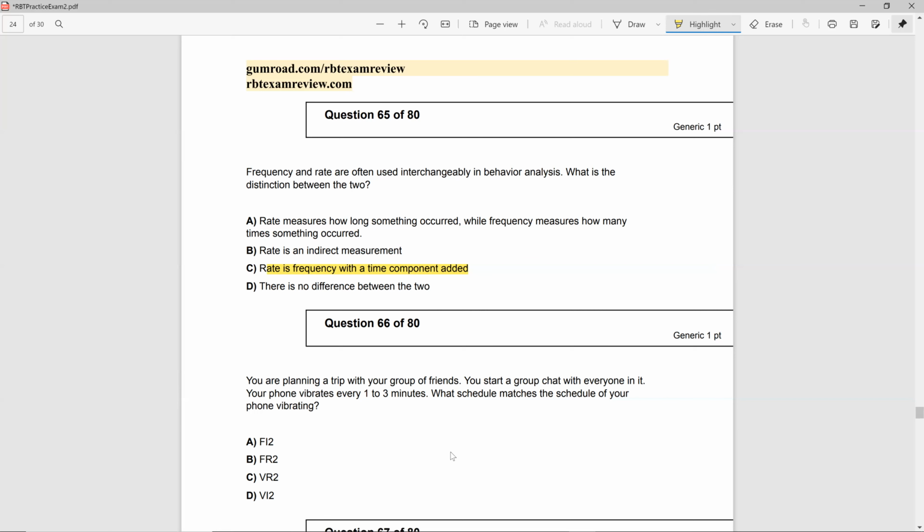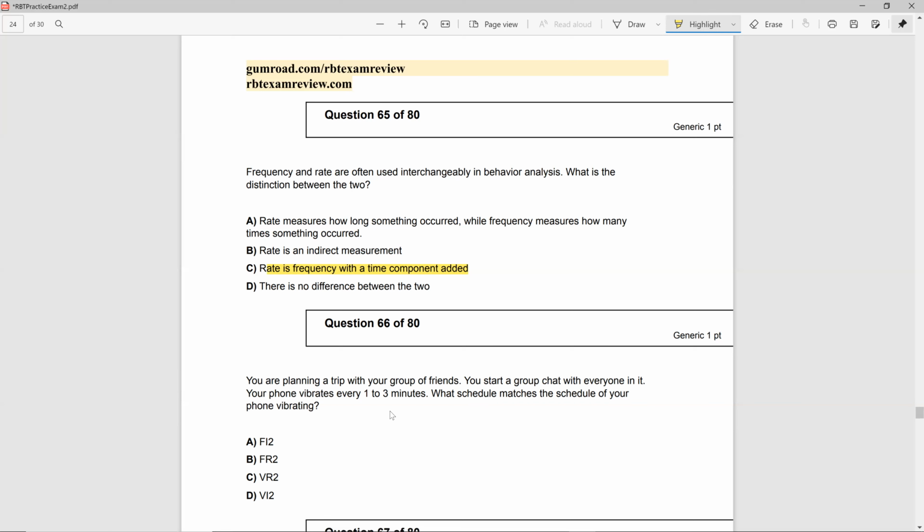66, you're planning a trip with your group of friends. You start a group chat with everyone in it. Your phone vibrates every 1 to 3 minutes. Which schedule matches the schedule of your phone vibrating? All right, tricky question here, right? We're looking at, based on our answer choices, basic schedules of reinforcement. So VI, FI, FR, VR. We are looking at, okay, the phone vibrating 1 to 3 minutes. And the question wants to know what schedule is the phone vibrating every 1 to 3 minutes.